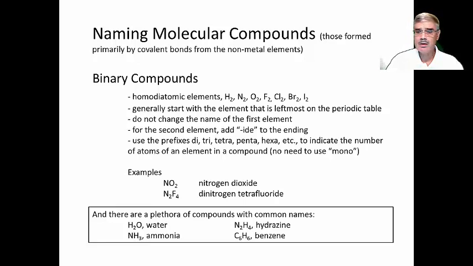Now, there are a large number of compounds that have common names. H2O. Really, we don't call this dihydrogen oxide. We call it water. NH3. We don't call it nitrogen trihydride. People might not know what we're talking about. Instead, we call it ammonia. N2H4, again, could be called dinitrogen tetrahydride, but instead we have a common name, hydrazine. And of course, C6H6, the common name is benzene.